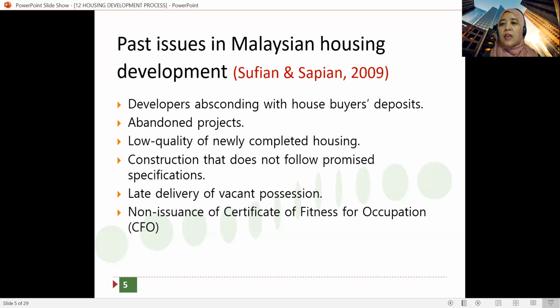It is because, in the case of late delivery, the purchaser must already pay the installments of the housing loan to the bank at that time. While paying, and at the same time not getting the house, they have to pay for their rent. We assume they rent a house. So the housing cost has doubled. You pay your monthly installment, and at the same time you have to pay the rent. So the housing cost has doubled. So they have to claim back. The developer must be punished for breaching the conditions in the contract, in the sale and purchase agreement.